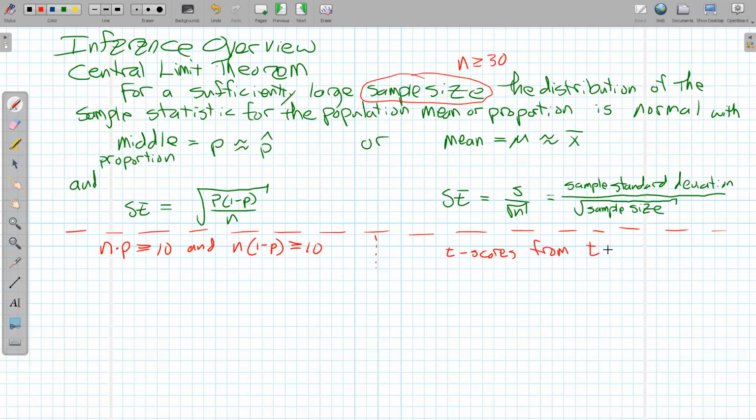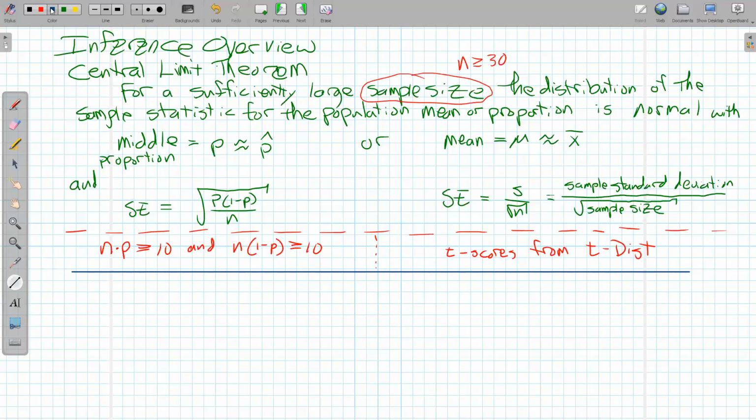A t-distribution is a special kind of normal distribution. I'll explain why we need that in just a little bit once we get to that next example. Some other notes to add to this.